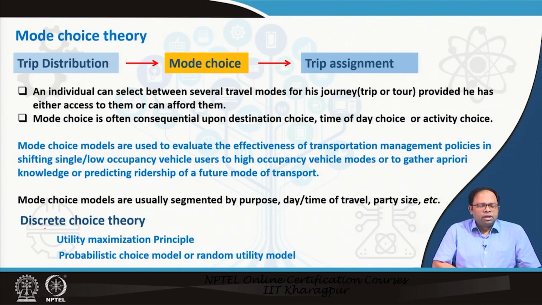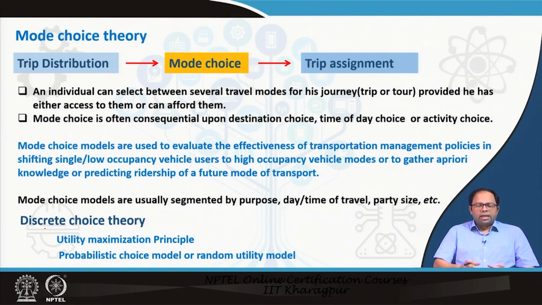An individual can select between several travel modes for his journey. The journey could be either a trip or a tour. A trip means there is a starting point and there is an ending point. A tour is when the starting point is home, and after going anywhere else, the person returns back to his home. Similarly, it could be a non-home based tour where he starts from office and again returns back to his office.